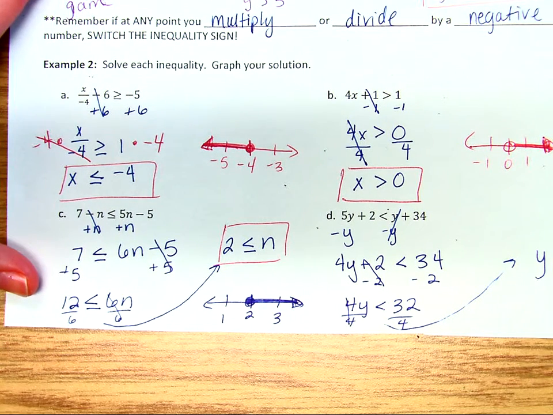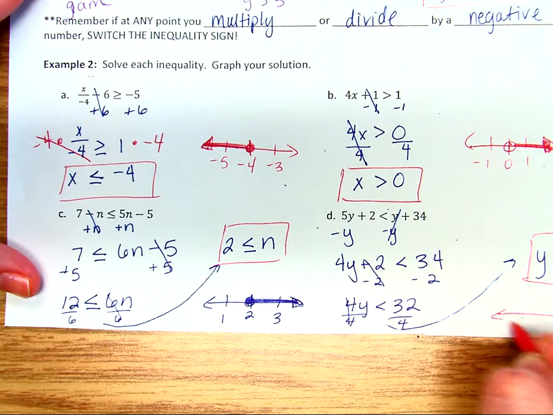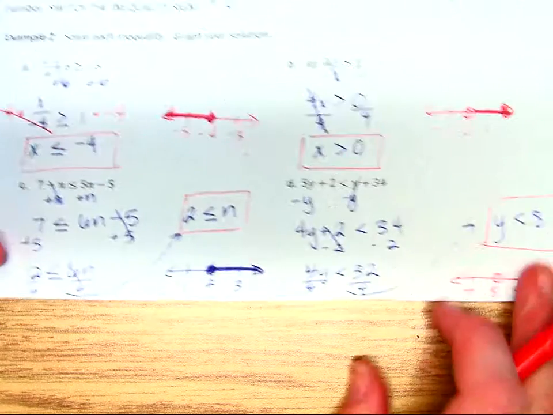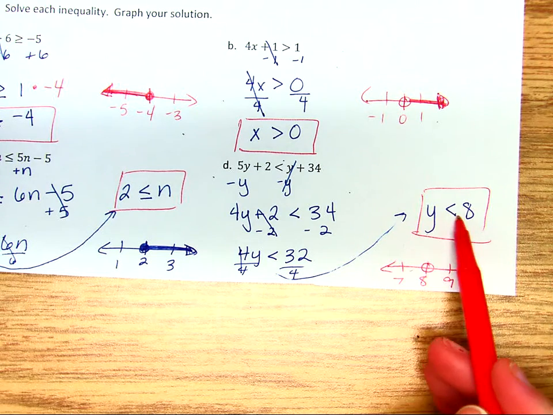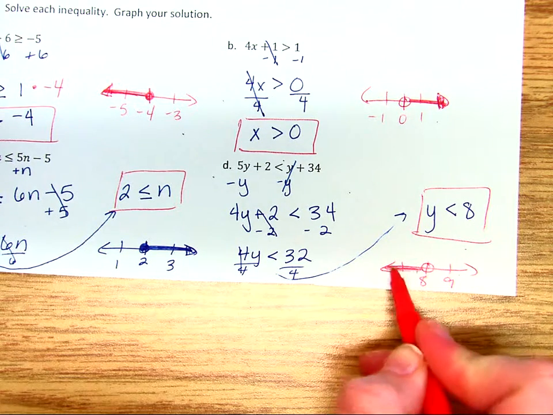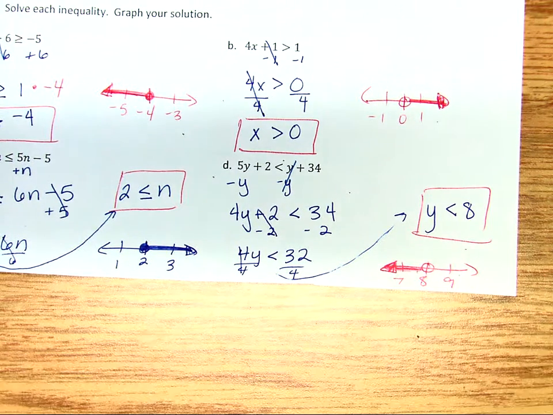Okay, I've got the y by itself. Let's graph it. 8 goes in the middle. 7, 8, 9. Open circle because of the inequality sign. So I want all the y's that are less than 8. So less than is to the left. And there we have it.